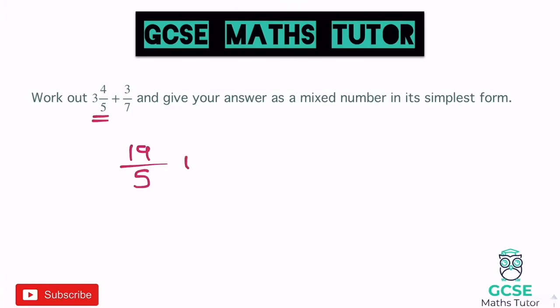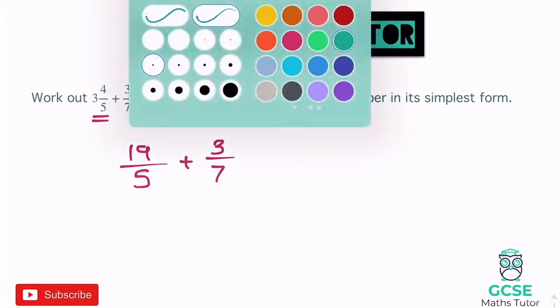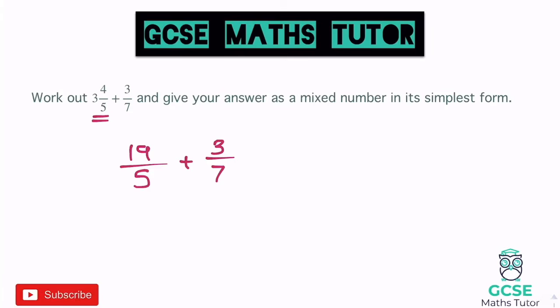And we're going to add that to the 3/7. Now when it comes to adding and subtracting, we need to have a common denominator. So we need that number on the bottom to be exactly the same. Now that means that we can multiply both fractions here, as long as we do whatever we do to the bottom, we also do to the top. We can make equivalent fractions with a common denominator.